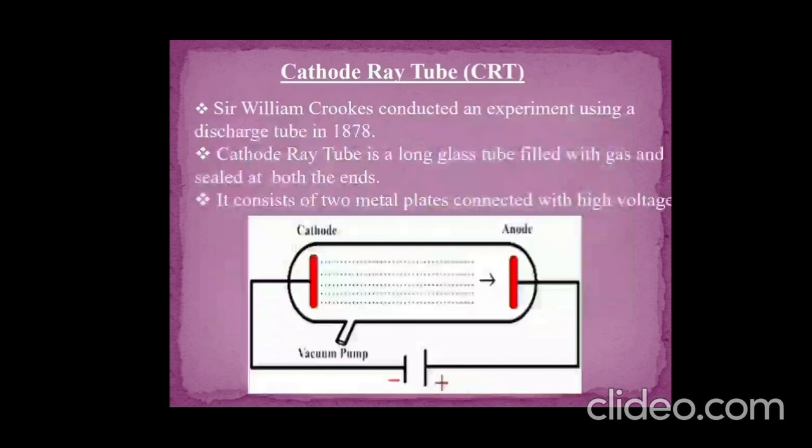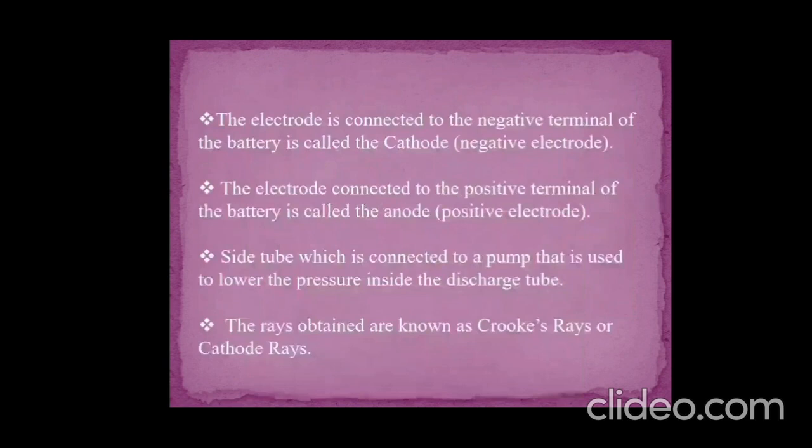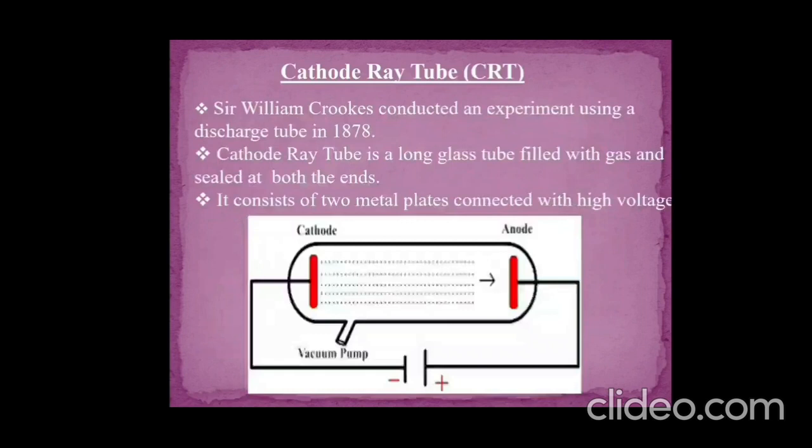Now we will see the discovery of cathode rays by William Crookes. A cathode ray tube is a long glass tube filled with a gas like hydrogen and sealed at both ends. It consists of two metal plates connected to high voltage. These two metal plates are called electrodes, the cathode and the anode. The electrode connected to the negative terminal of the battery is called the cathode, and the electrode connected to the positive terminal of the battery is called the anode, the positive electrode. A side tube connected to a pump is used to lower the pressure inside the discharge tube. The rays obtained are called Crookes rays, or cathode rays.